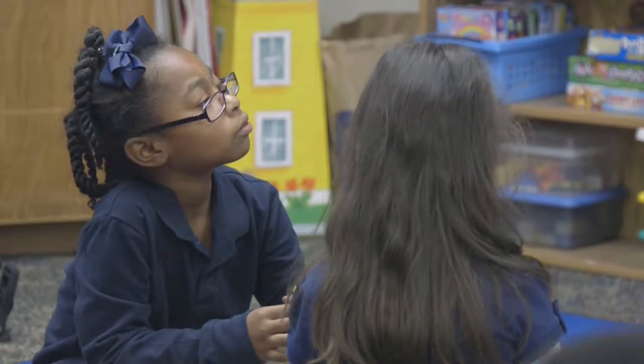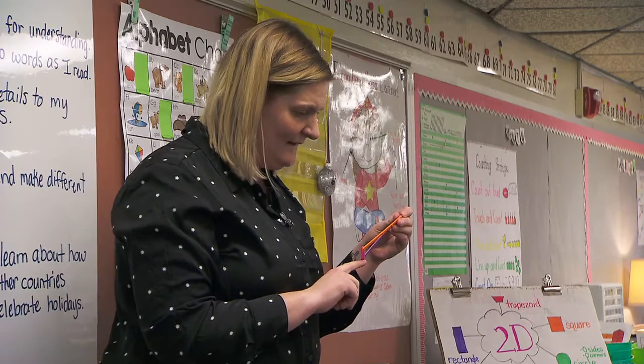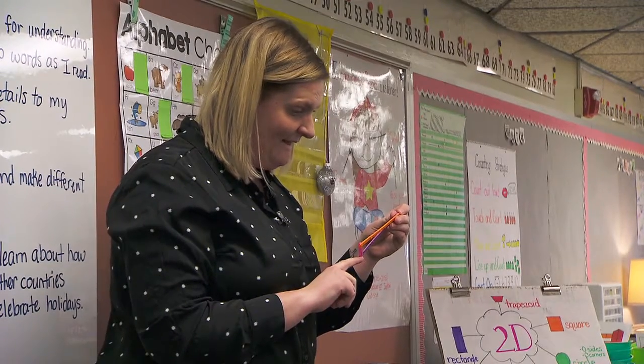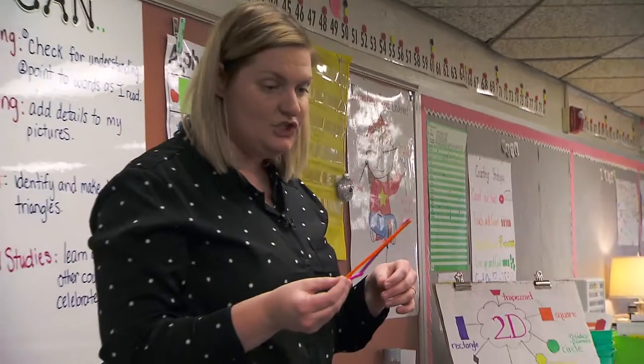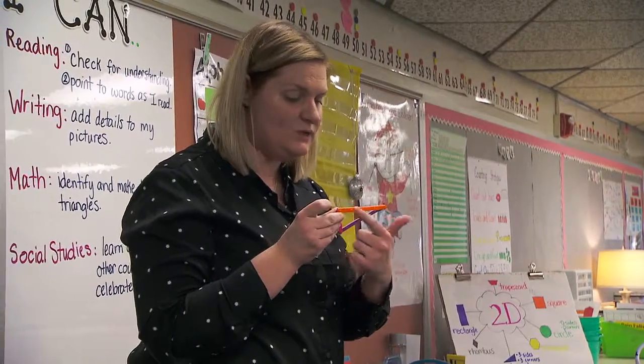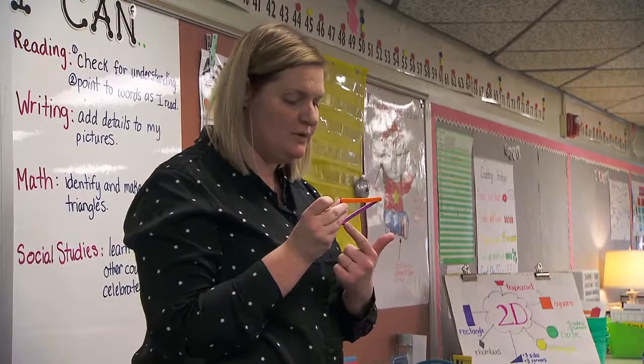Look at Ileana's shape. Amaya, do you think Ileana's shape is a triangle? Yes. And why do you think that? It has 3 sides and 3 corners. Wow, did you guys hear that great thinking by Amaya? She said this is a triangle because it has 1, 2, 3 sides and 1, 2, 3 corners.